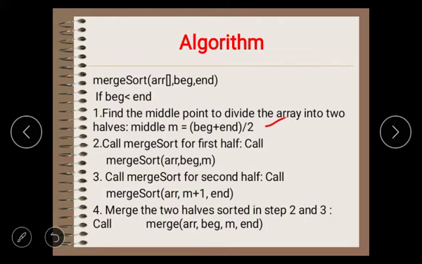So next we need to do the first half. To sort the first half, we need to call merge sort of array name, beg, m. To sort the second half we need to call merge sort of array, m + 1, n. And to merge the two halves sorted in step 2 and step 3, we need to call merge of array, beg, m, n. This is the algorithm. It has the complexity of order of n log n.